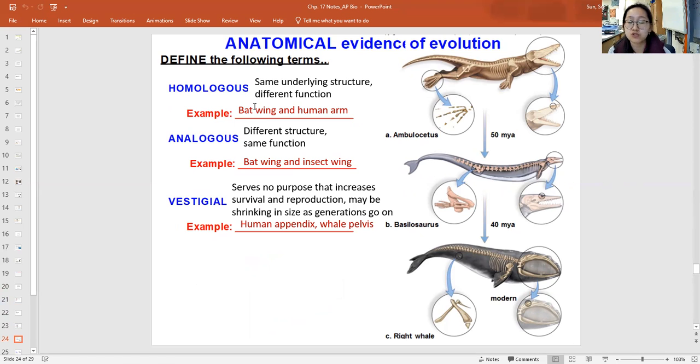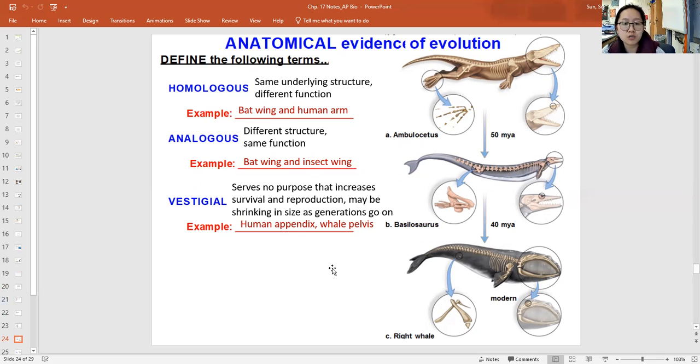Analogous structures have different structures, but they have the same function. So it's similar to earlier with convergent evolution, like I was talking about, where you have a bat wing and an insect wing. The function is to fly, but the structures are very different because a bat wing is made of, like I said, bones, hair, skin, and muscle, and insects are made of an exoskeleton, and sometimes they're covered in scales as well.